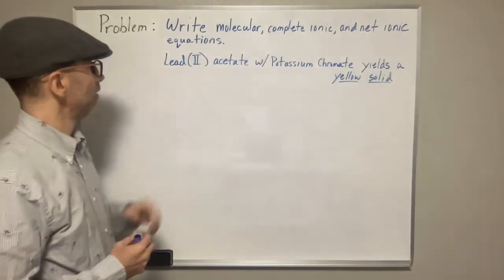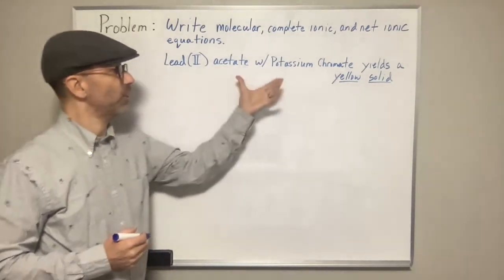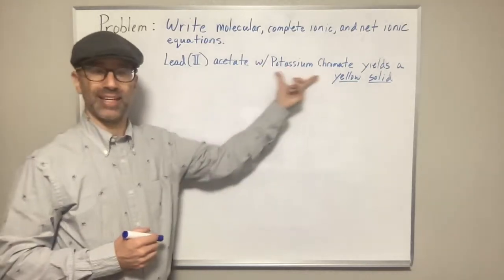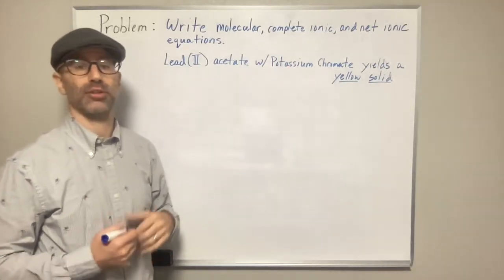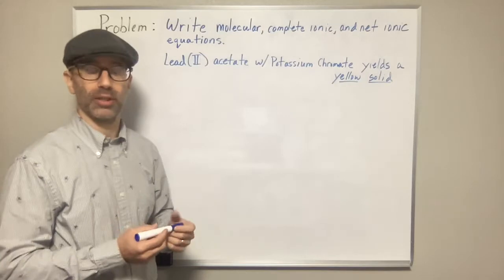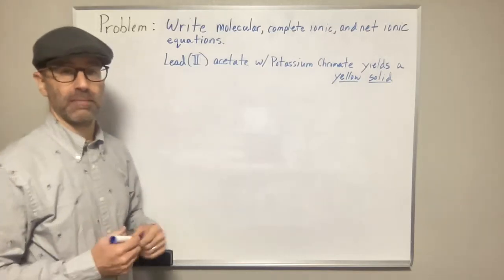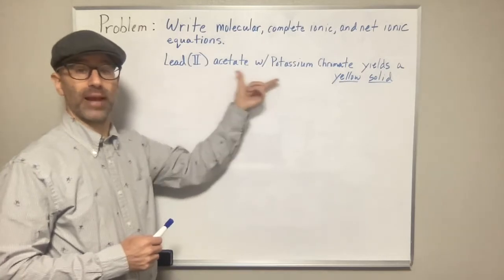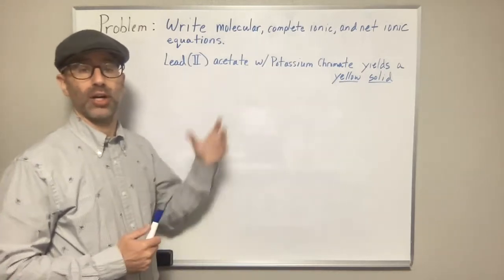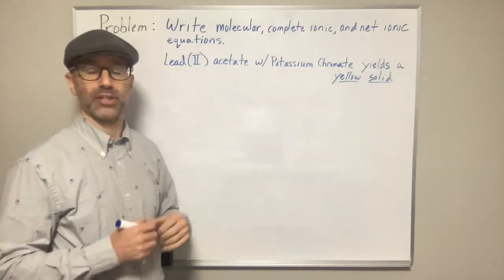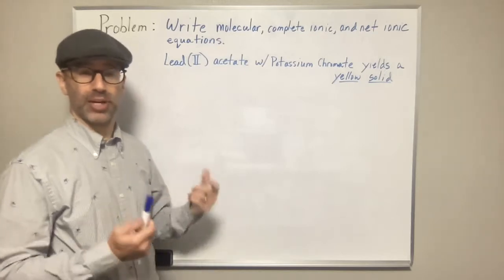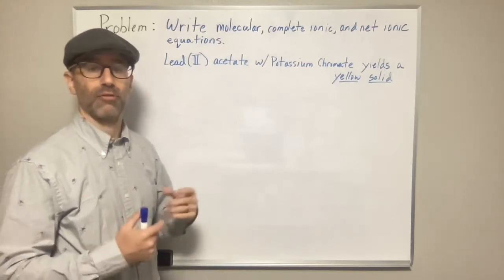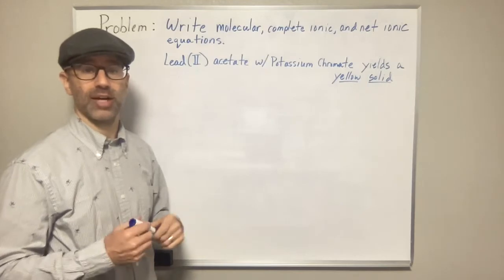We have lead(II) acetate. The first thing you'll notice is that you have the names of the substances, so you're going to need to convert those to formulas, and I'm going to show you how that's done. Also, we need to know how to go from the reactants to the products. We'll notice that this is a double displacement reaction, so I'll show you how you can predict your possible products from the reaction itself.